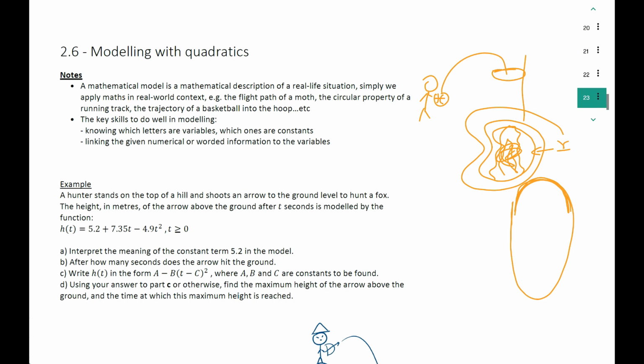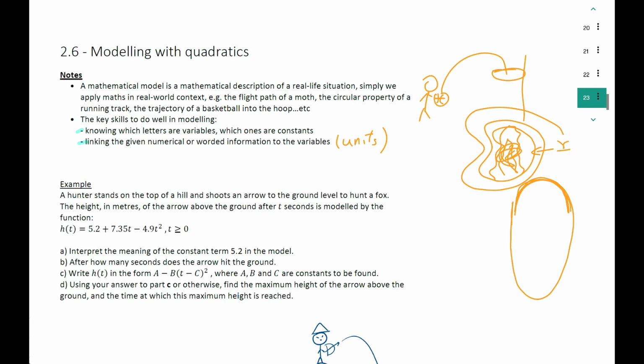So first, knowing which letters are variables and which ones are constants. Not all letters are variables. So what are variables? Variables change over time. In different scenarios, the values will change. Constants stay the same throughout the whole question. You also need to learn how to link the given numerical or worded information to the variables. Usually we judge it by the units.